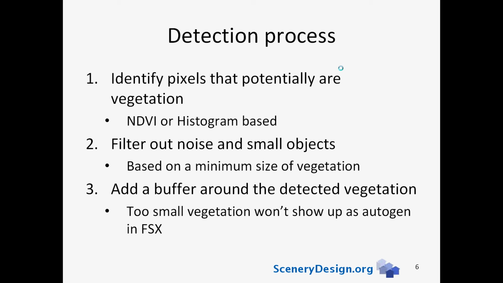And then the last step is that I add a buffer around the detected vegetation to make the vector polygon a little bit bigger again. I do that because if the polygons are too small, no vegetation will show in Flight Simulator. The FSX engine will ignore small polygons. So that's why I enlarge them a bit again, so that the AutoGen shows up in Flight Simulator.